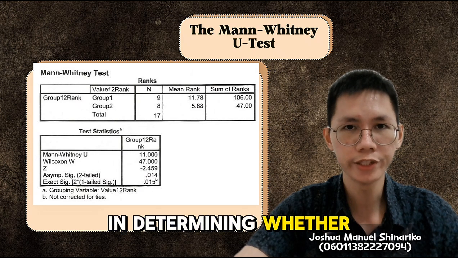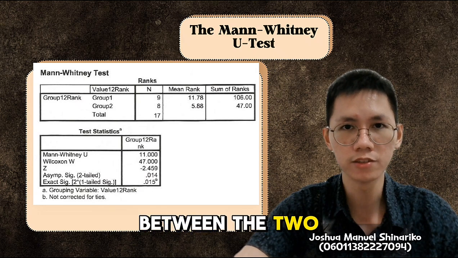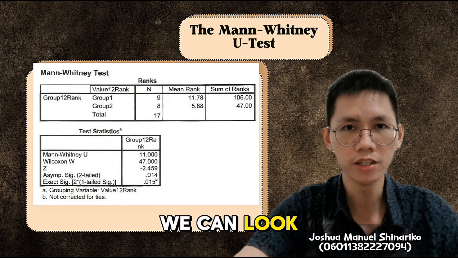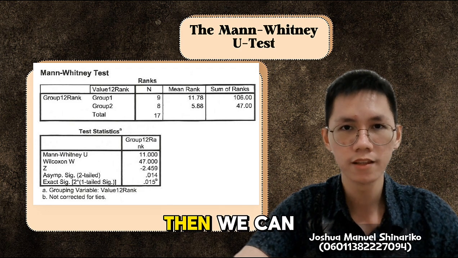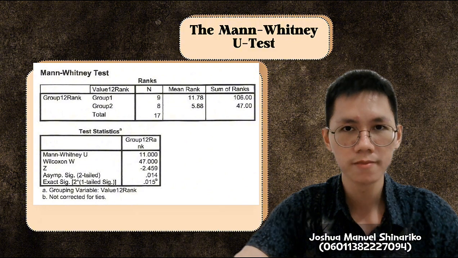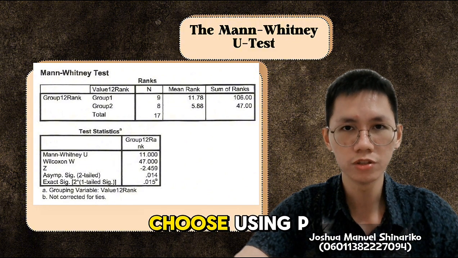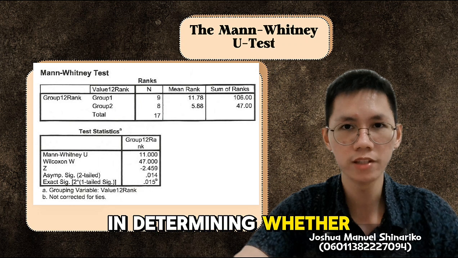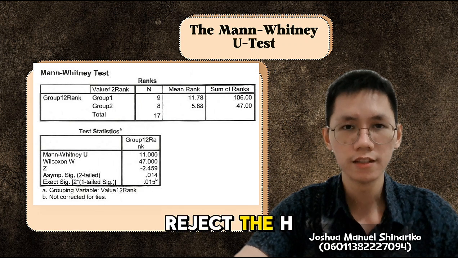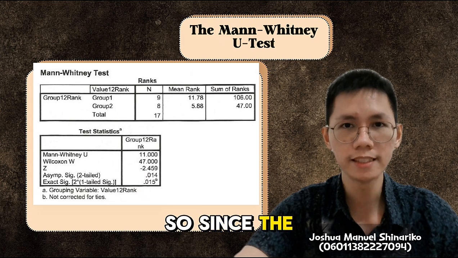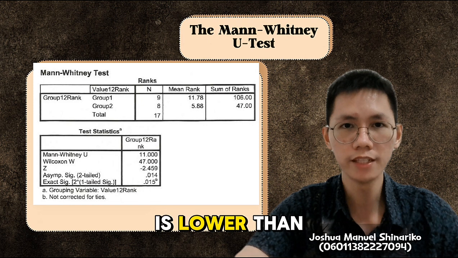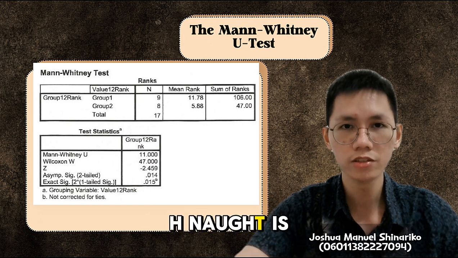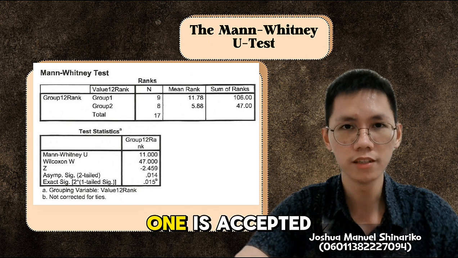In determining whether there is a significant difference between the two sets of ratings or not, we can look if U obtained is less than the U table, or if the p-value is less than 0.05, then we can reject H0. On this occasion, I want to use the p-value in determining whether we accept or reject the H0. So, since the p-value of the z-test is 0.014, which is lower than 0.05, H0 is rejected and H1 is accepted.